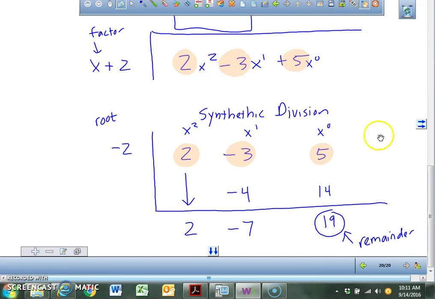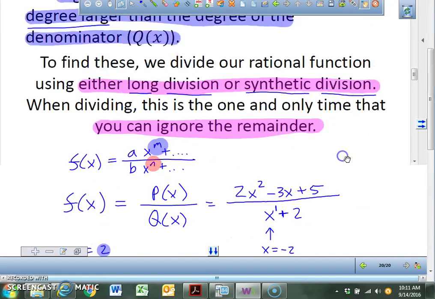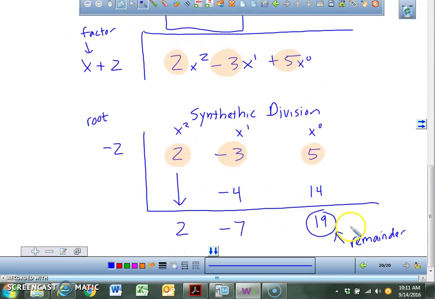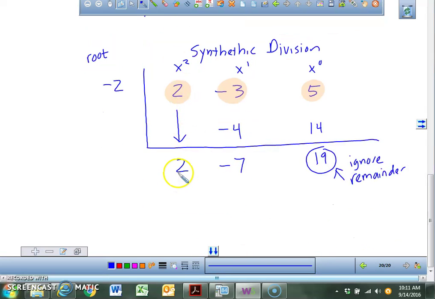Now, what did I tell you guys about the remainder when we were doing this? Do we have to worry about the remainder? Scroll up, right? You can what? Ignore the remainder. So what I'm going to do right now is ignore this number. I'm not going to worry about it. The only numbers I'm going to worry about are this 2 and this negative 7. This is actually the number of x's that go into it. This is actually the number of x to the zeros, or constants, that go into the number.